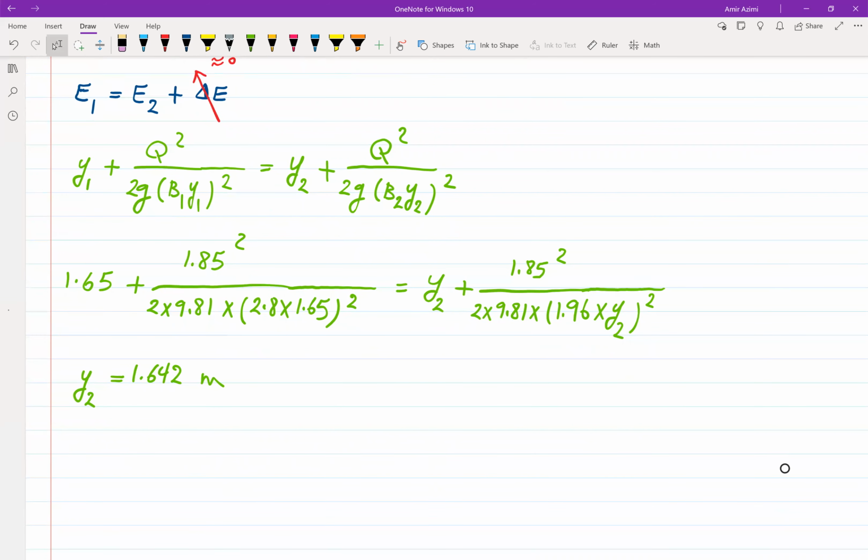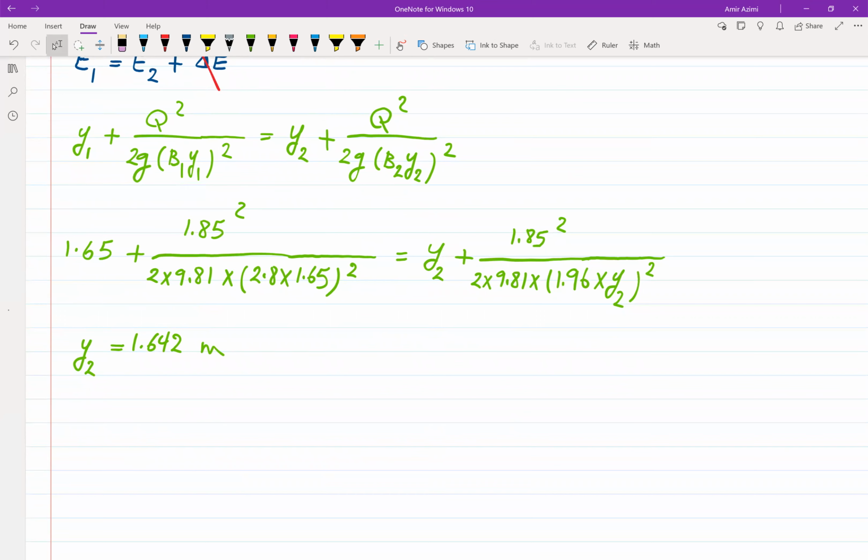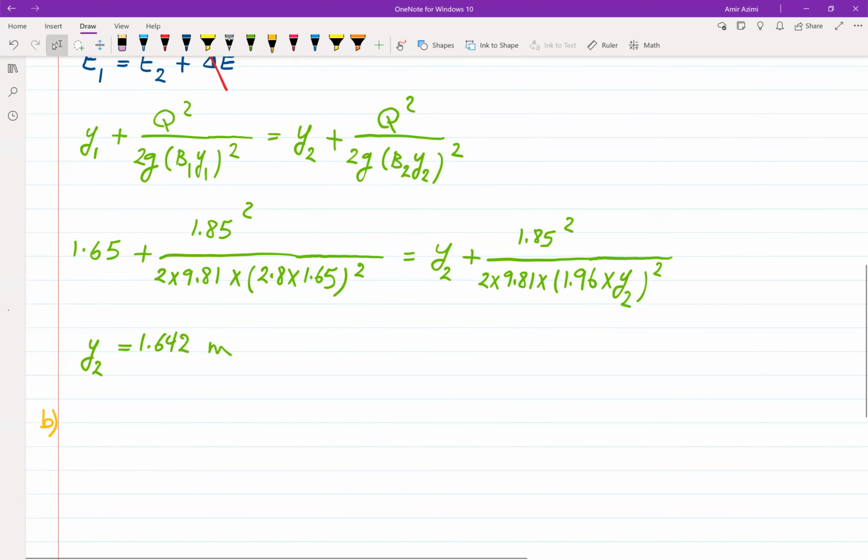So you'll see that due to channel contraction, the water level decreases by 8 millimeter. 1.642 versus 1.65, so an 8 millimeter water level drop due to channel contraction. So in part B, we want to calculate the critical depth.